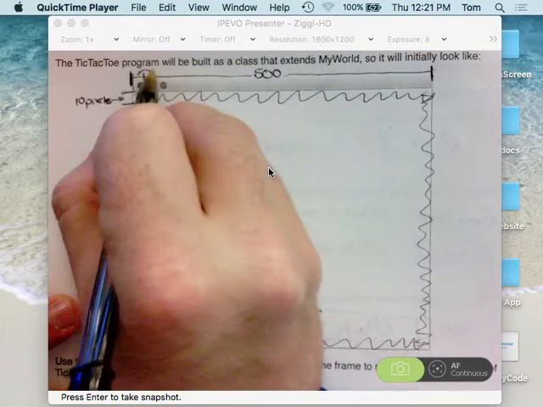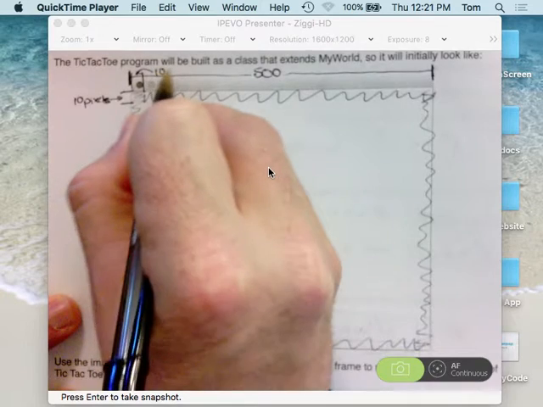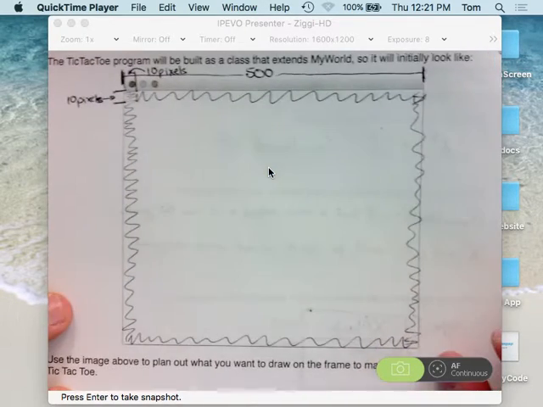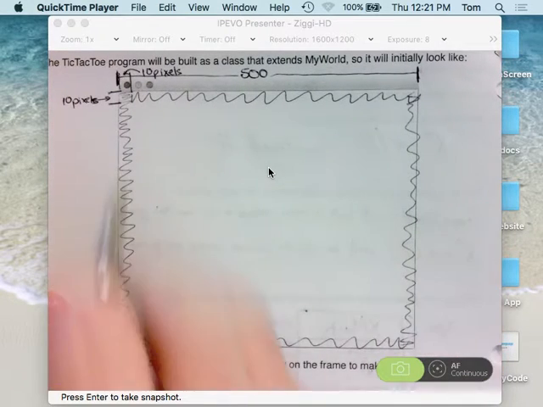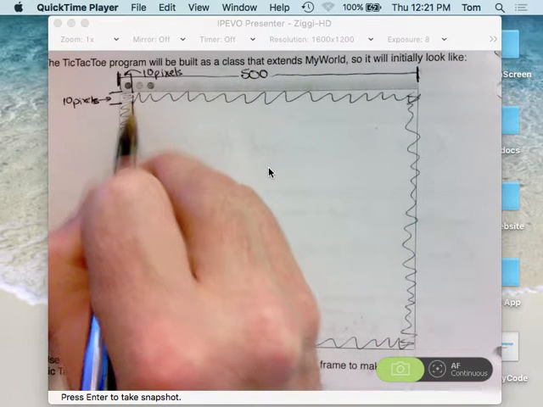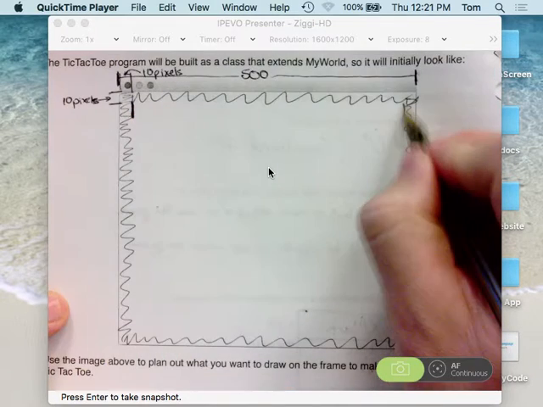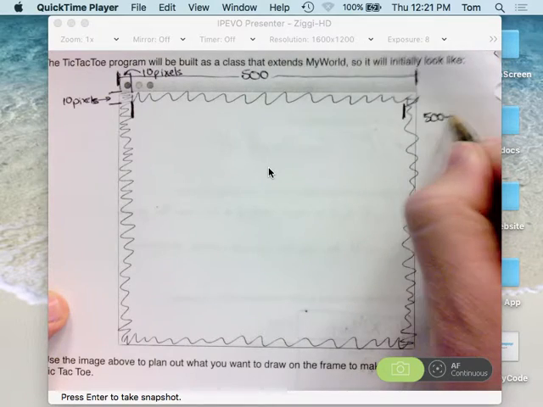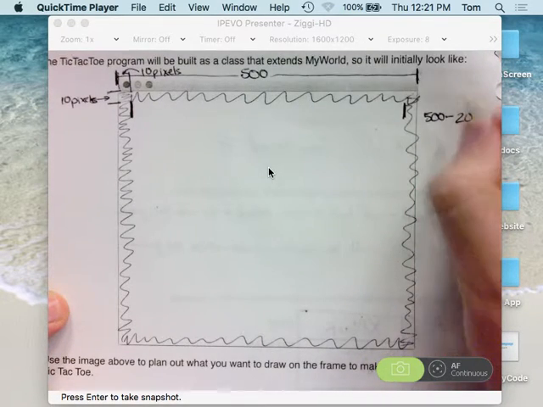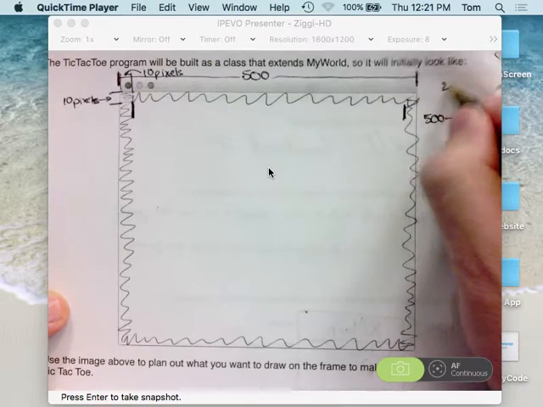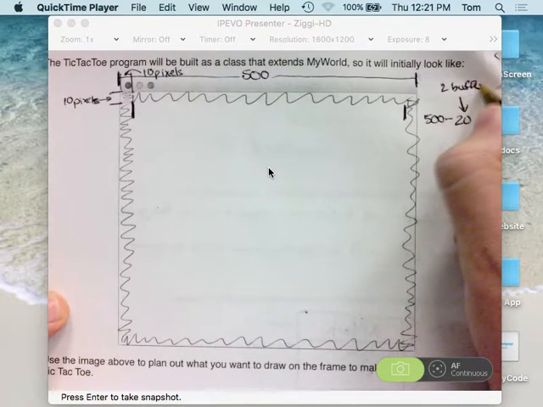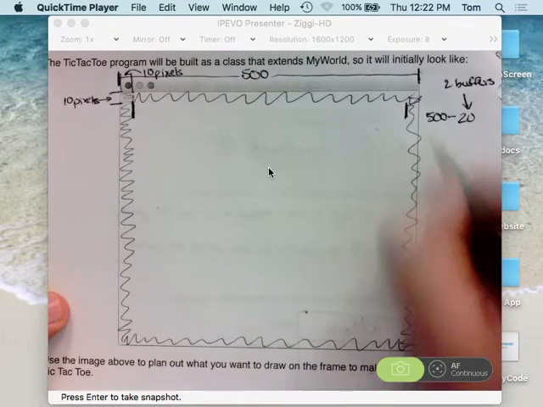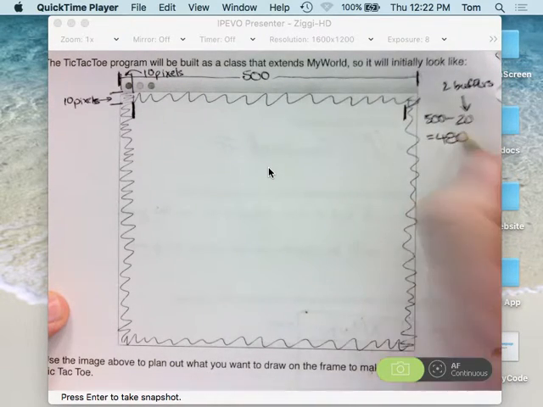so again, if that's 10 pixels, then we can say that the remaining area, from here to here, is 500 minus the two buffer areas, so minus 20. So we're not going to use that space that I'm shading in there. Okay, so that equals 480.